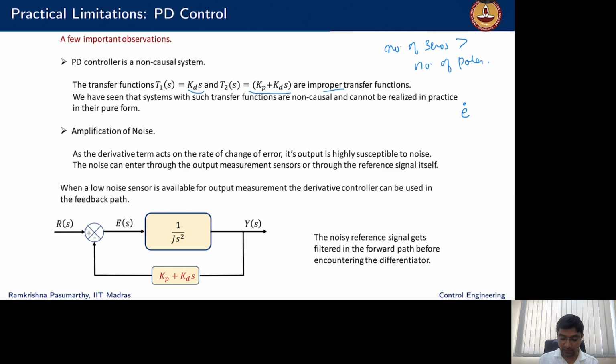Not only that, the derivative also acts on the rate of change of error. Its output is highly susceptible to noise, and noise by itself is not very desirable, and the derivative of the noise can make things worse.